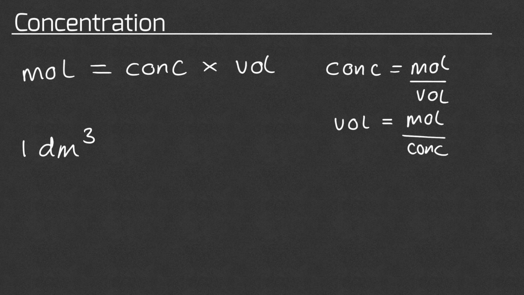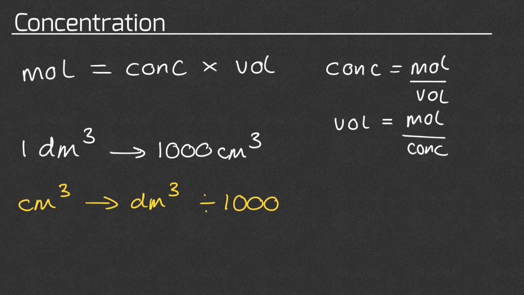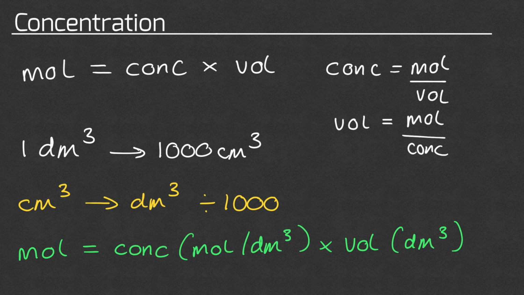We use the units of decimeters cubed for the volume. And 1 decimeter cubed equals 1,000 centimeters cubed. Remember, a centimeter cubed is the same as a milliliter. Therefore, to convert from centimeters cubed to decimeters cubed, you'll need to divide by 1,000, and you need to remember this for the exam. So the units of concentration are moles per decimeter cubed, and the units of volume are decimeter cubed.